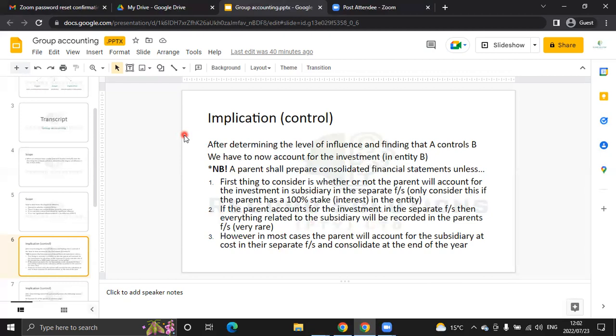So let's say here, A controls B, right? When I say separate books, I mean A will prepare its own financial statements, and B will also prepare its own financial statements, using their own perspective, right? So they will have separate financial statements. That's what separate means. Now I'll explain what consolidate means.